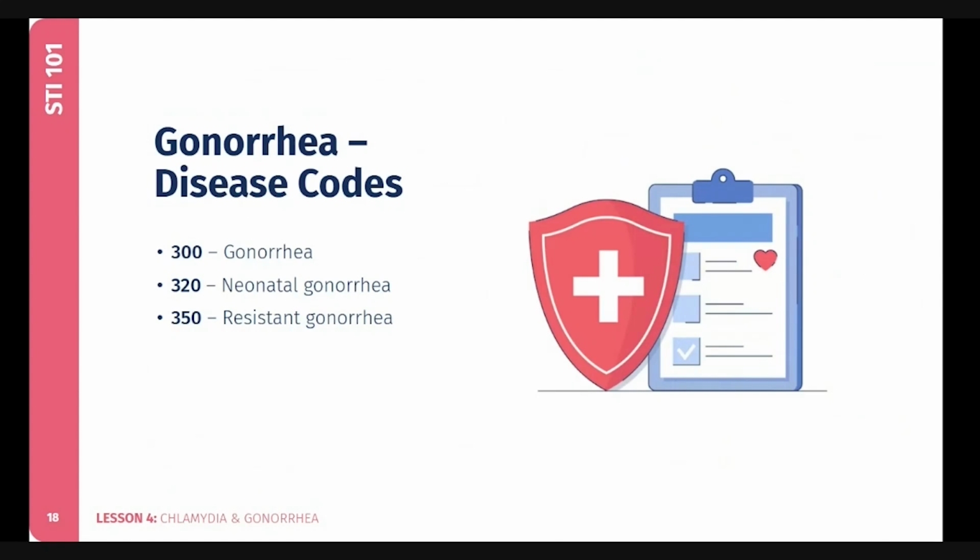A 320 disease code would indicate an infant infected with gonorrhea, and a 350 disease code would indicate a resistant gonorrhea infection. While we do test some specimens for antimicrobial resistance, most 350s are entered in error. So, if you see a 350 code, you will want to double check that the lab supports the use of that disease code.